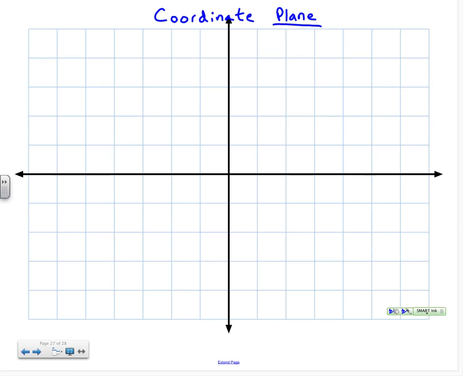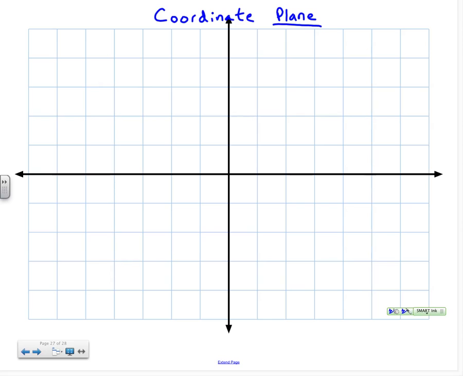A plane is a word that means a flat surface, and it extends in all directions infinitely. It goes on and on and on. So our graph paper right here is our plane. Coordinates are two things that go together. They coordinate. So we're going to be plotting 2 points and using this graph to show how we plot those points.